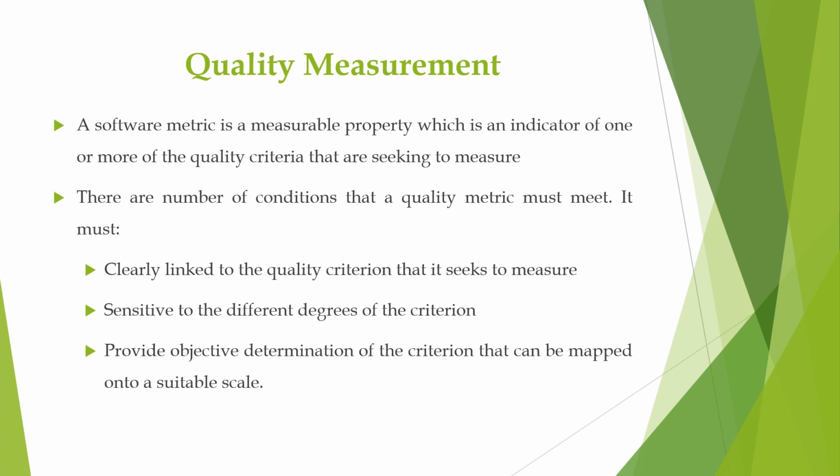Another quality factor is reliability. Reliability is mapped with completeness, accuracy and consistency. The next quality factor is efficiency. Efficiency is mapped with device efficiency and also accessibility. The next quality factor is human engineering. Human engineering is mapped with accessibility and communicativeness. And the next quality factor is testability. Testability is mapped with accessibility, communicativeness, structuredness, and self-descriptiveness.